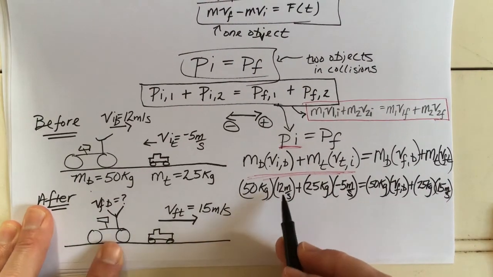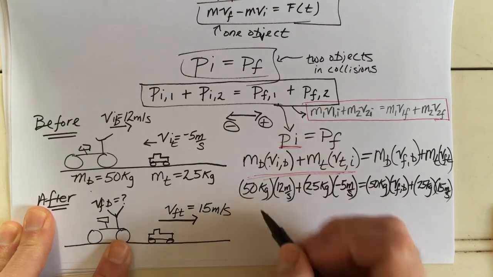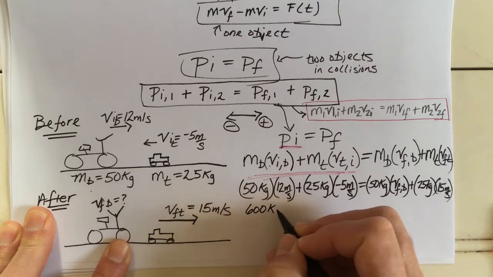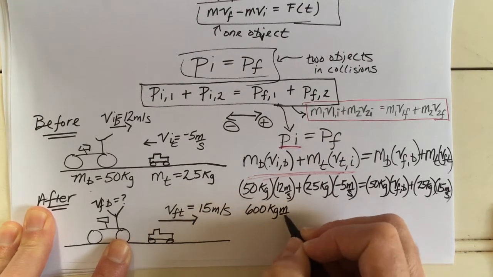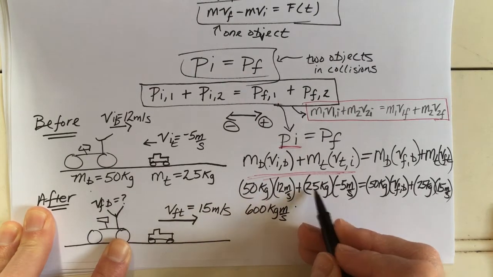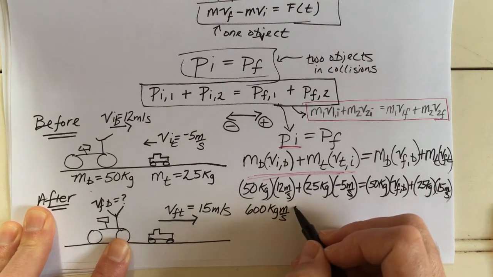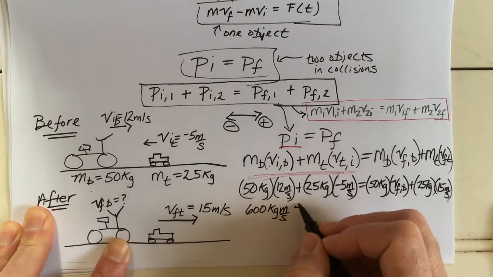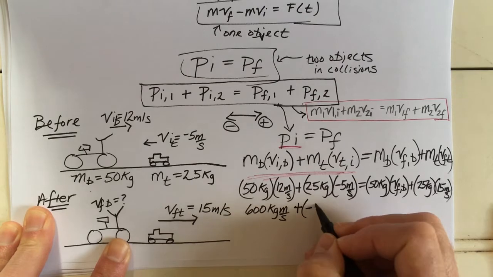5 times 12 is 60, so 50 times 12 is going to be 600. And signs are important here, so this is a positive 600. 25 times negative 5 is going to be negative 125. I know there's a plus and a negative, so it's going to end up looking like this, right?